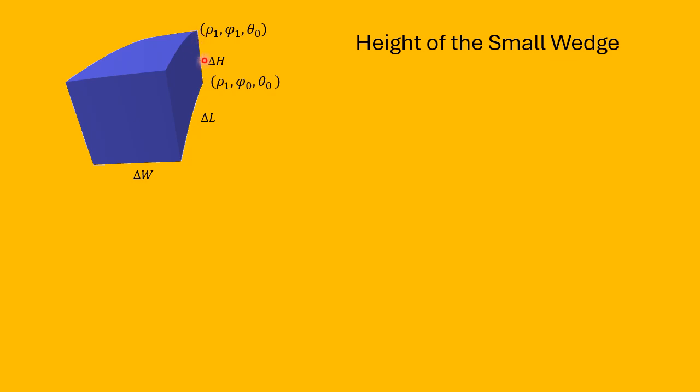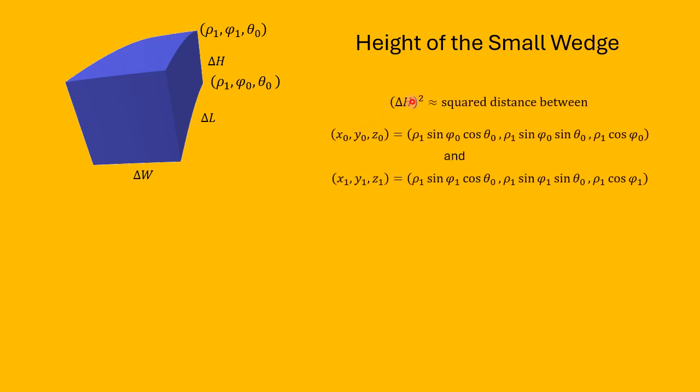If you think about it for a second, rho is the same for these 2 points, and it's equal to rho 1. The elevation angle changes, though, from phi naught to phi 1, and that's reflected in the second component. And the theta value doesn't change, so they'll both be, let's say, theta naught. So we want to find this distance squared. So delta h squared is the squared distance between this point and this point, which is what we wrote right here. These are the corresponding rectangular coordinates of that point.